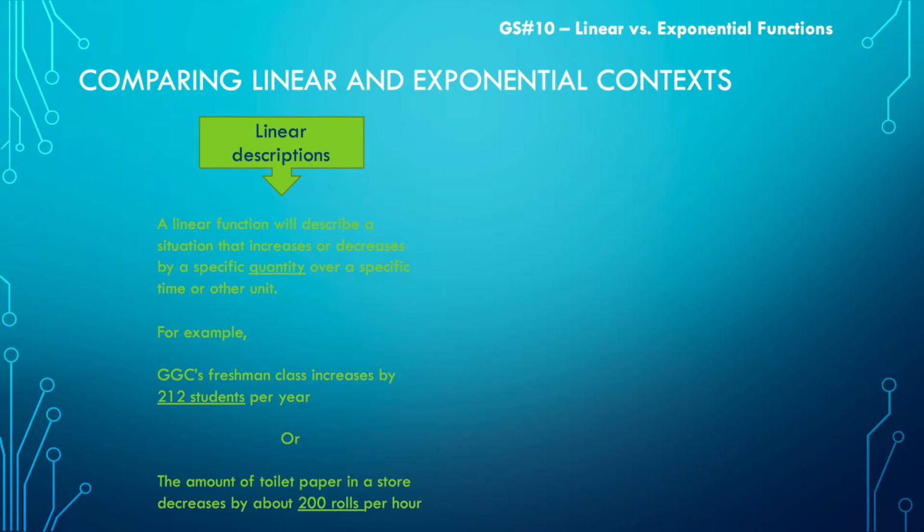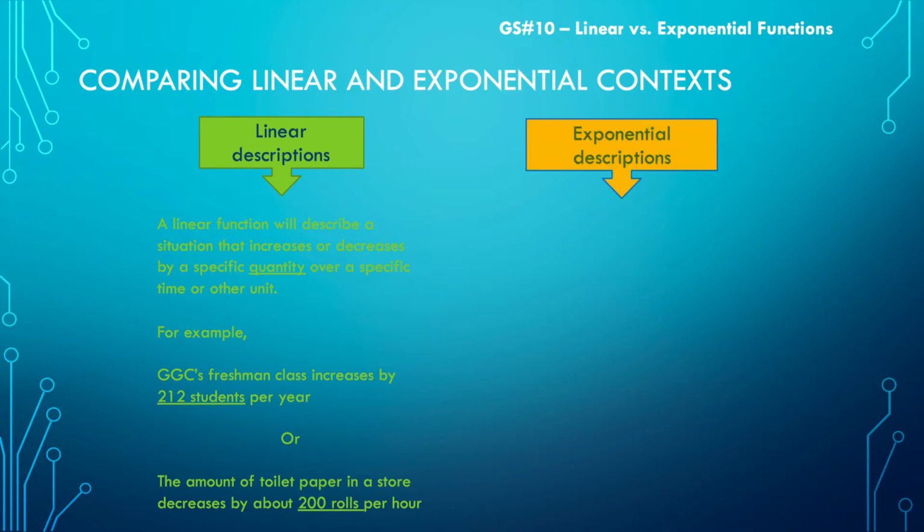GGC's freshman class increases by about 212 students per year. We can make a prediction based on that: about 212 more students each year register for classes in the freshman class. Notice that this doesn't change at all. It's like a constant rate each year, 212 students per year. Or here's a decreasing one, because linear functions can increase or decrease. The amount of toilet paper in a store decreases by about 200 rolls per hour. Again, this is a specific quantity over a specific amount of time.